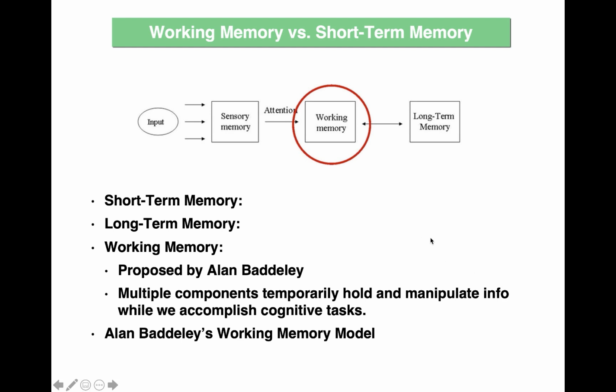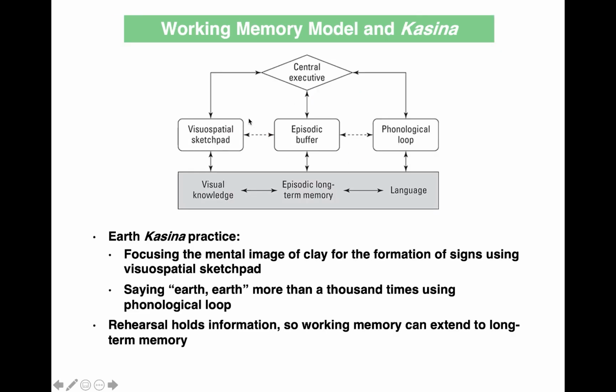In the working memory model proposed by Alan Baddeley, multiple components temporarily hold and manipulate information while we accomplish cognitive tasks. These are the components that form the working memory model: visual spatial sketchpad, phonological loop, episodic buffer, and central executive. We studied these multiple components in the previous lecture.